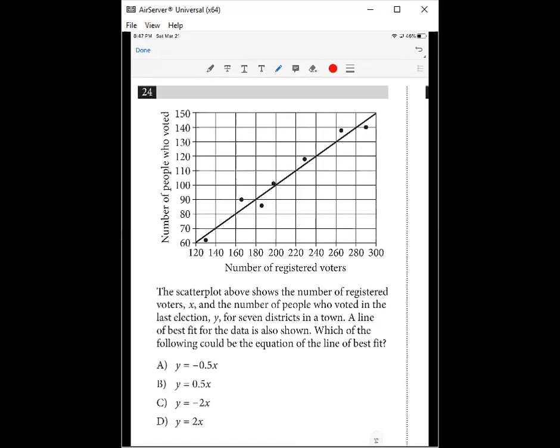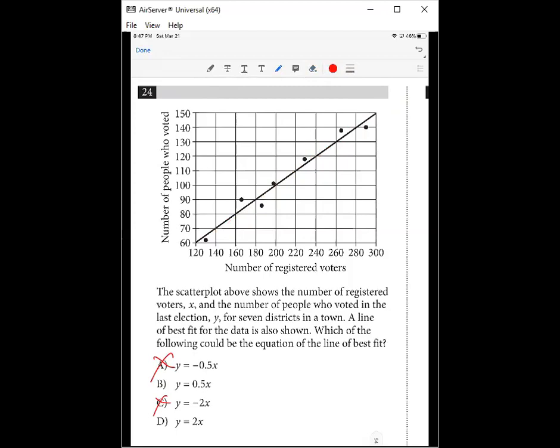All right, so right away, you should know that this is a positive slope. So it can't be A and it can't be C. So we're down to two choices. Even if you had to guess, you've got a 50% chance. But let's go ahead and do this all the way. I'm gonna get rid of that.